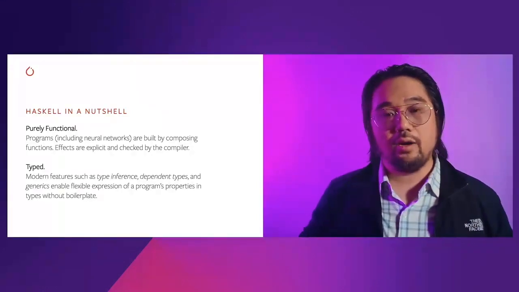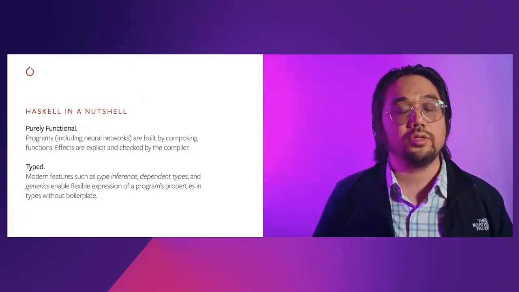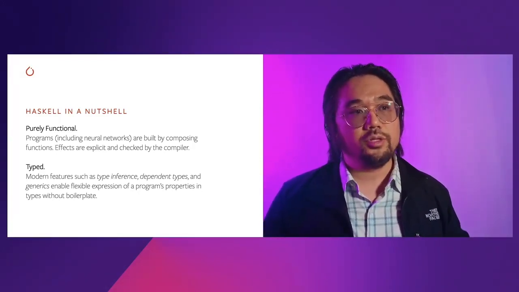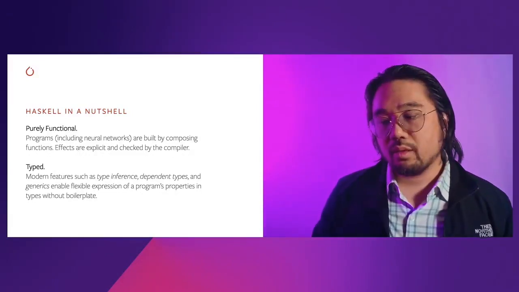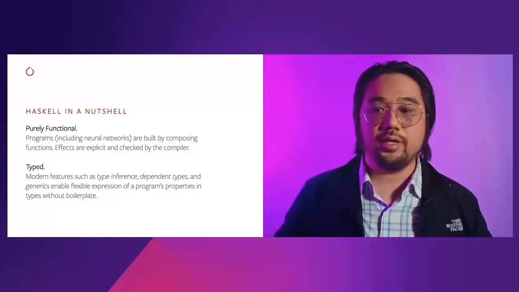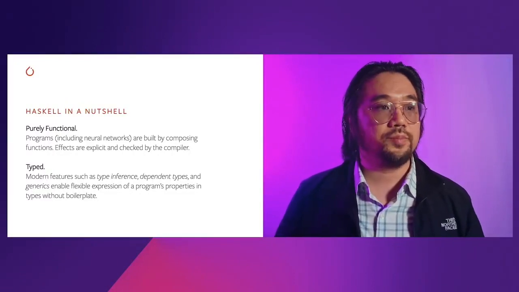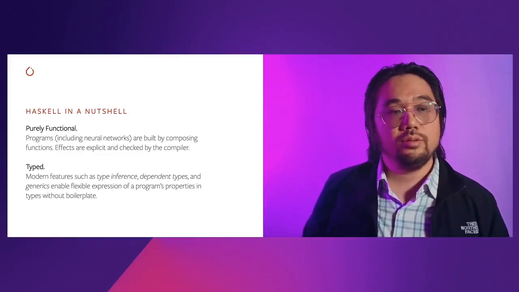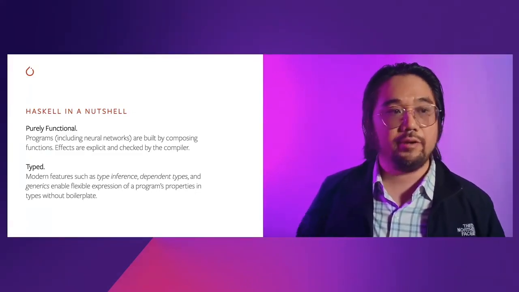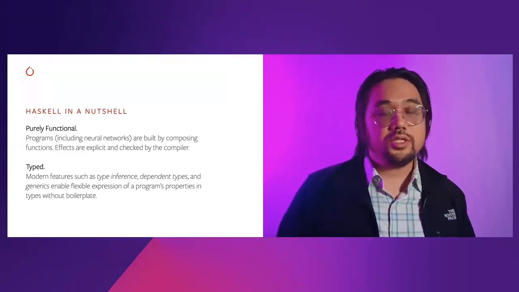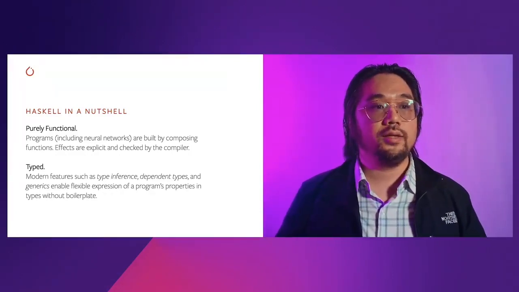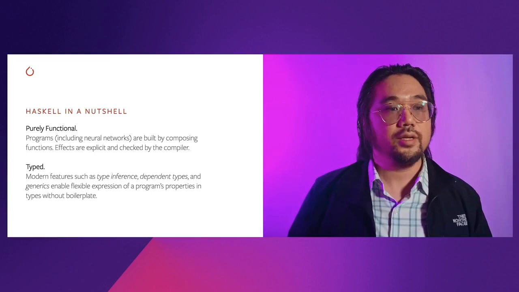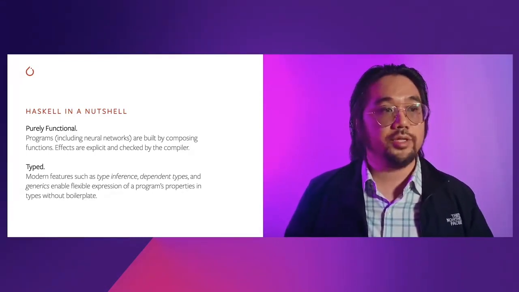This also extends to how neural network computations are implemented in HasTorch. You use the composition operators and higher order functions that are built into Haskell. This reflects how functional programming and neural networks are a natural fit for each other. In Haskell, you also use the type system to express the properties and invariants in your program. This is done in a lightweight way without much boilerplate, in contrast to some statically typed languages that are boilerplate heavy and sometimes make your code a bit rigid.